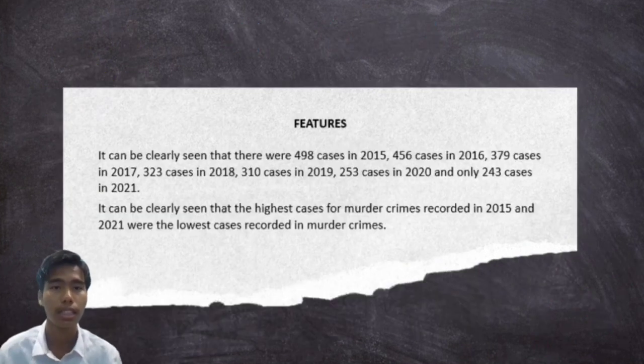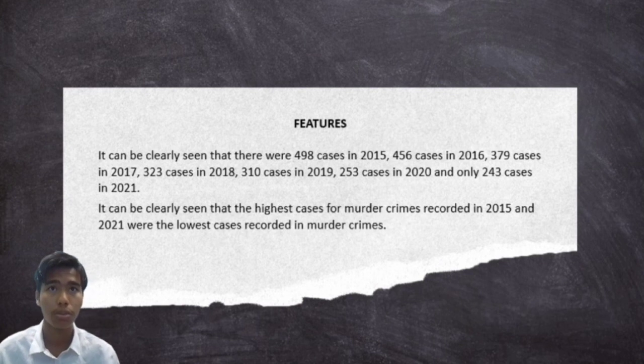It can be clearly seen that there were 498 cases in 2015, 456 cases in 2016, 379 cases in 2017, 323 cases in 2018, 310 cases in 2019, 253 cases in 2020, and only 243 cases in 2021. It can be clearly seen that the highest cases of murder were recorded in 2015 and 2021 had the lowest cases of murder.